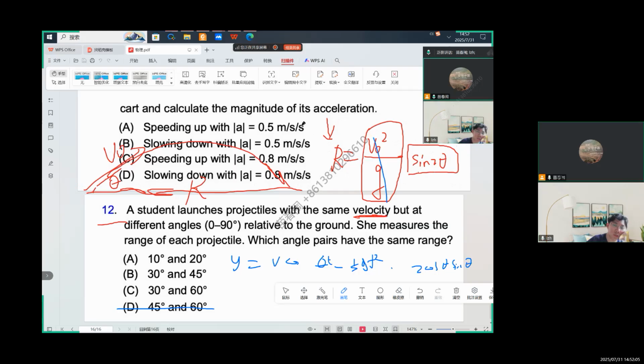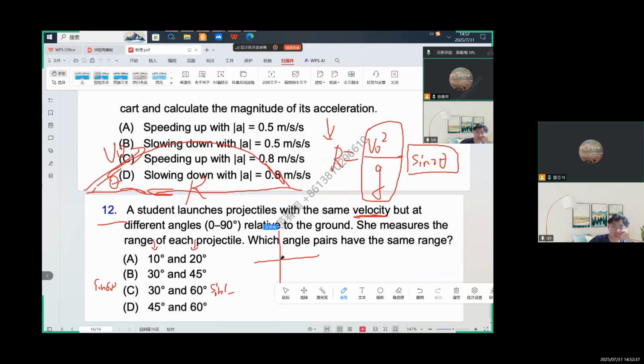So technically this is one theta, and this is the other theta. As long as sine 2 theta is the same, you have the same range, right? Which sine 2 theta is the same? C, because cosine 30 equals sine 60. Yeah, this is sine 60, right? And this is sine 2 times 60, which is sine 120, right?